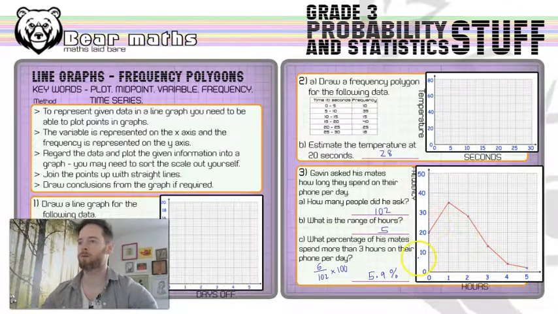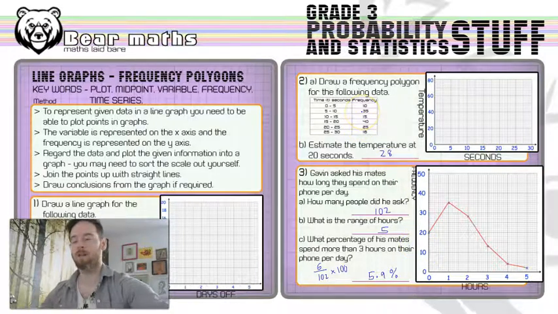Got a few little extra questions there in part 3, but mostly it's about plotting some points, joining some lines together, and making sure on frequency polygons, if it's class width data, you make sure you plot at the midpoints.